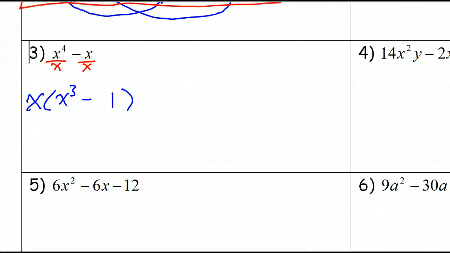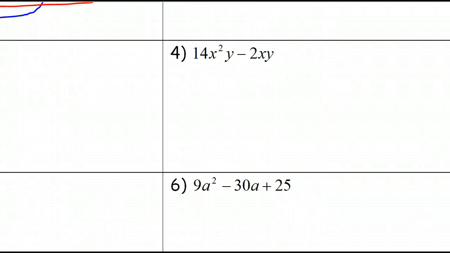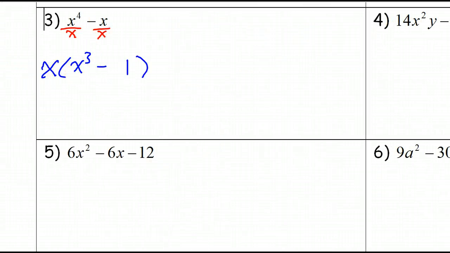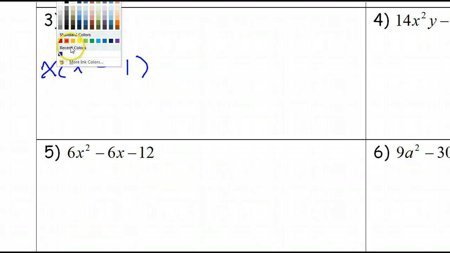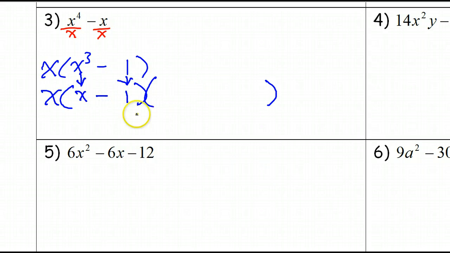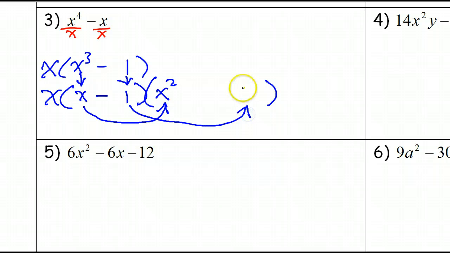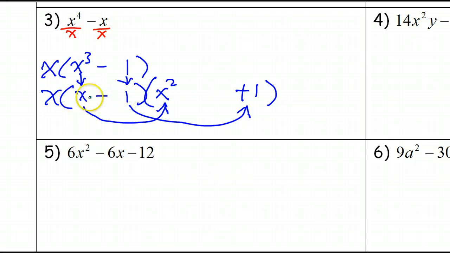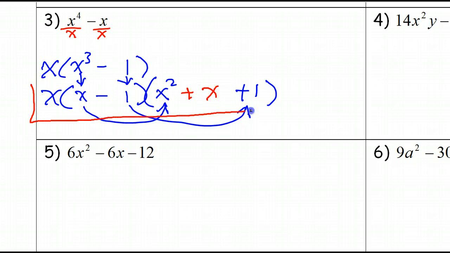Alright, and then the rest of it is exactly like problem number 2 that we just did. It's just like number 2. So we keep the x, but we go binomial, trinomial. The binomial is just going to be x minus 1. For the trinomial, I square this, I get x squared. I square this, I get plus 1. Then I multiply, and I get negative 1x, but I do the opposite, so I do plus x. And that is it.